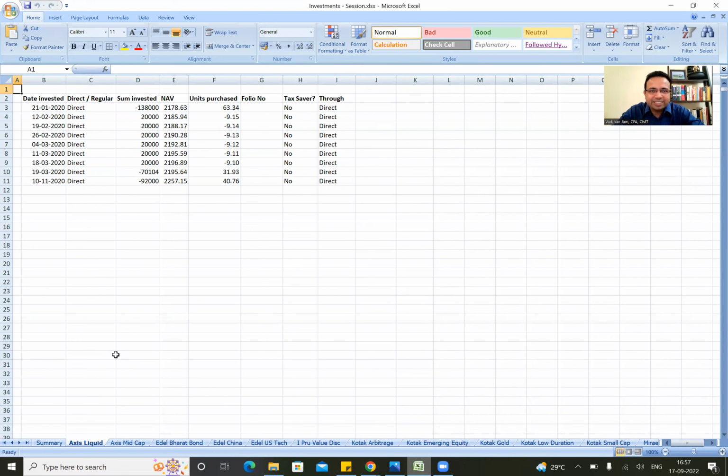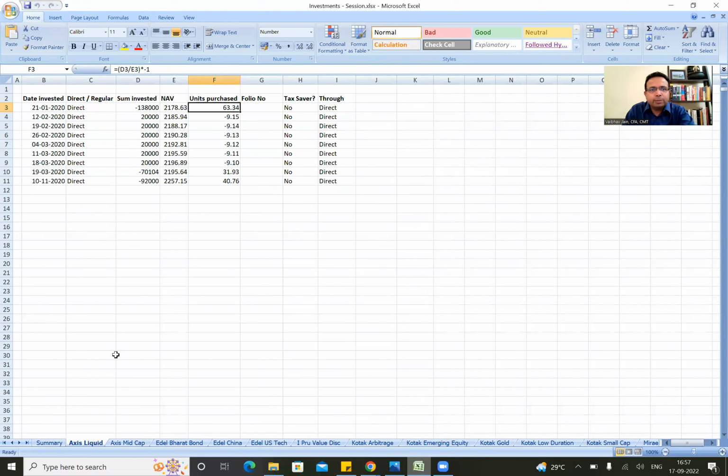Again, this is not a recommendation that you need to invest or replicate this kind of a portfolio, but just for example. The first investment has been done on 21st January 2020, but the sum invested is negative 1,38,000. The NAV I have just mentioned over here is a hard-coded number. These two numbers are hard-coded. Unit purchase will obviously be this divided by this.